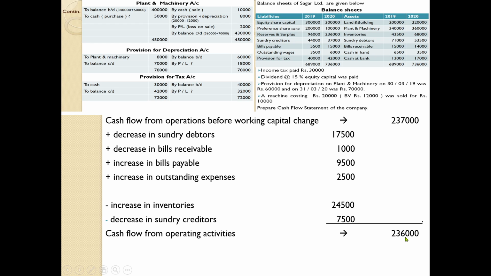This is not the actual cash flow from operating activity because you need to adjust one more item, tax paid during the year. For that, you need to check the provision for tax, out of which you need to take the cash tax paid, 30,000.